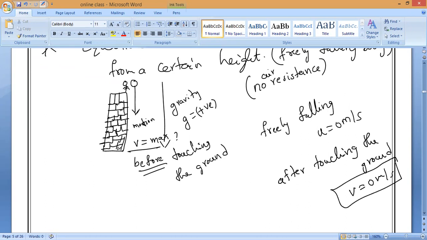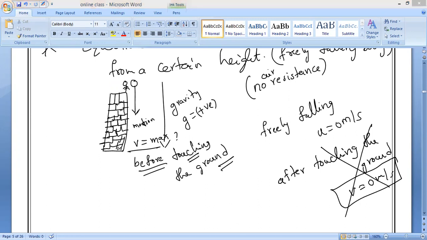That is why we always calculate the final velocity before touching the ground. This after-touching case does not exist for us, we don't want it. At what speed or what velocity the body is going to touch the ground, that is what we are going to calculate before touching the ground.